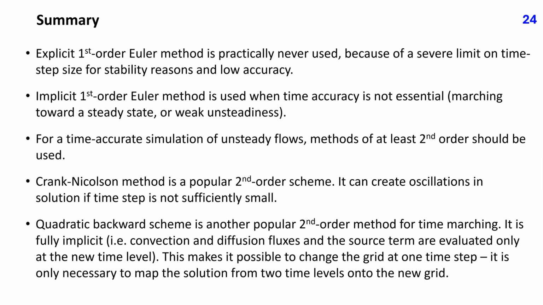Crank-Nicolson method is a popular second-order scheme. It can create oscillations in solution if time step is not sufficiently small. Quadratic backward scheme is another popular second-order method for time marching. It is fully implicit, that is, convection and diffusion fluxes and the source term are evaluated only at the new time level. This makes it possible to change the grid at one time step. It is only necessary to map the solution from two time levels onto the new grid.